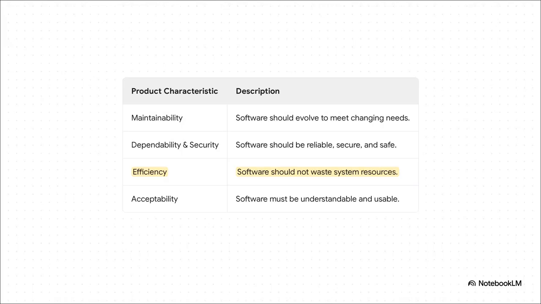Exactly. And it's so important to get that this isn't just some optional, nice-to-have feature. It's absolutely fundamental. I mean, look at this table of what makes good software. Efficiency is right there, a core attribute, on the same level as things like security and dependability. It doesn't matter how many bells and whistles an app has. If it's not efficient, people are just going to stop using it.